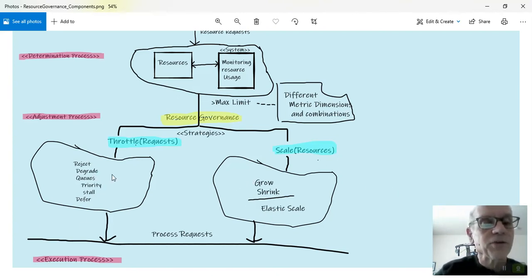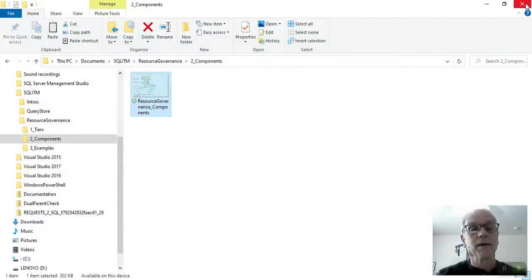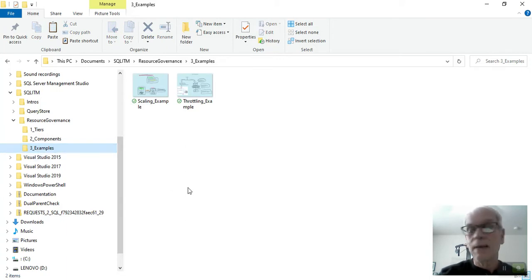And here we're going to actually hold back the request so other people can share that particular request. Then it goes on to execution. Okay, now we'll end that there. Next thing we'll do is look at some examples of the resource governance in action.